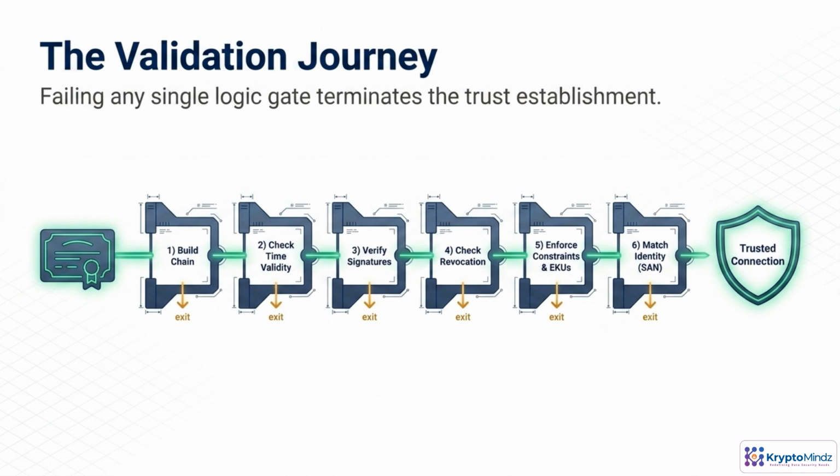When a client validates a certificate, it walks through a series of checks. First, it builds a complete chain up to a trusted root. Then it verifies time validity, not before and not after. Next, it cryptographically verifies each signature. It then checks revocation status. After that, it enforces constraints and key usages. Finally, it matches the requested identity to the certificate's SAN. Any failure along the way stops trust immediately.